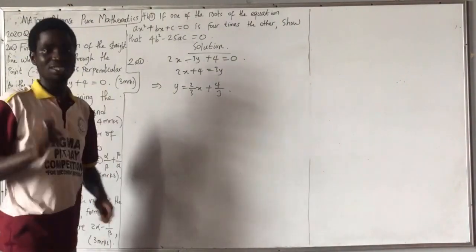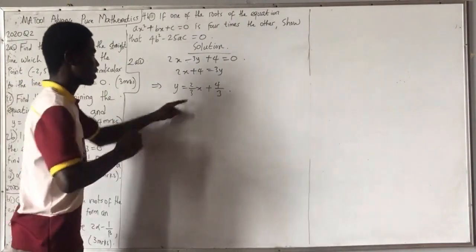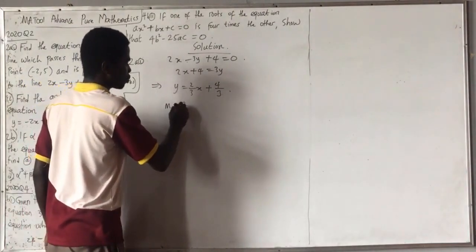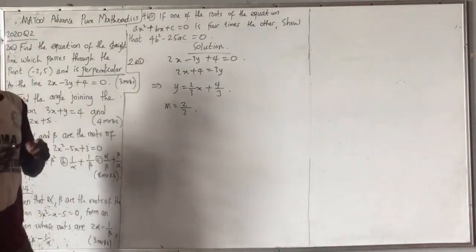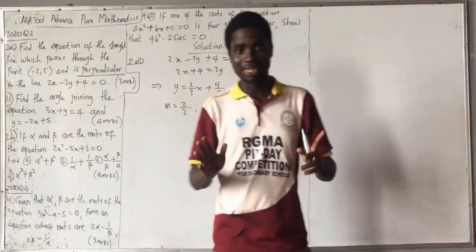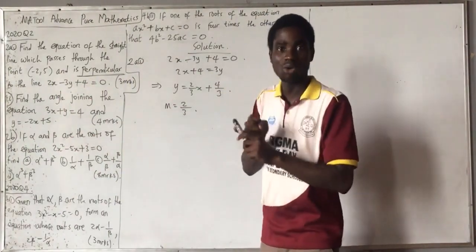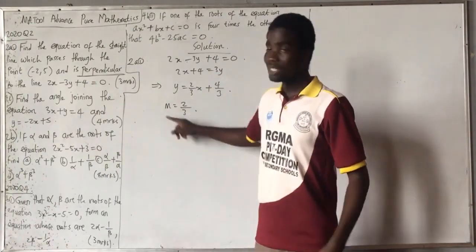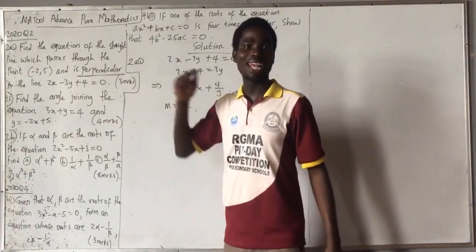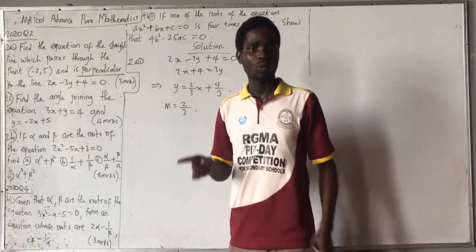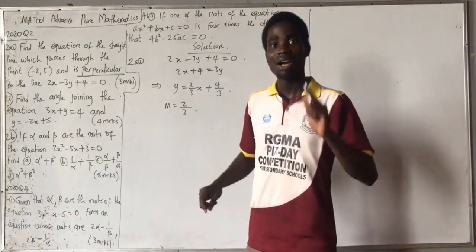So that means the gradient. Why am I doing all this? The reason why they gave me this line is to get the gradient. The gradient you have here is 2 over 3. But they say perpendicular. This perpendicular is very important. Assuming they say parallel or tangent, when you get the gradient, use the gradient like that. But when you say perpendicular or normal, you don't use the gradient like that.